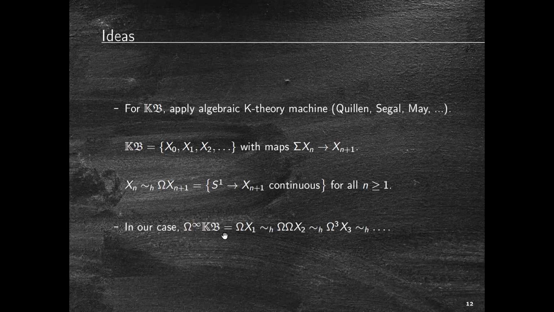So in our case, one way to say it is that it's just the loop space of X1, yeah, which would be X0 if you wanted this relation to hold everywhere. Right, and so that's an infinite loop space because up to homotopy, it's a loop space of a loop space of a loop space, and so on. And yeah, so these are the two objects, this K-theory spectrum, this infinite loop space, that have come up.